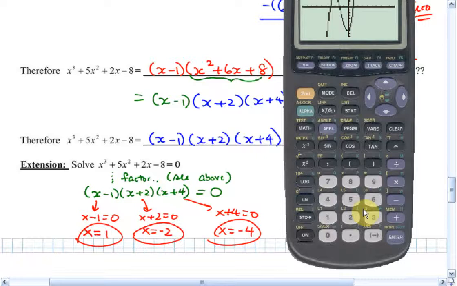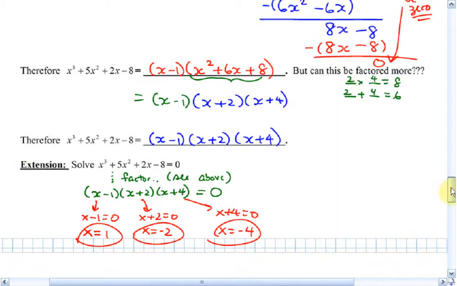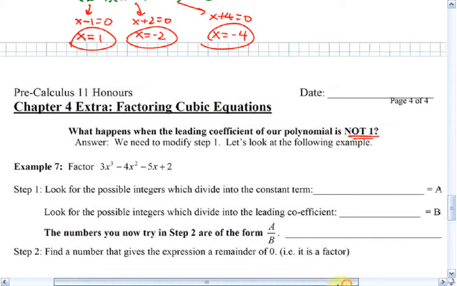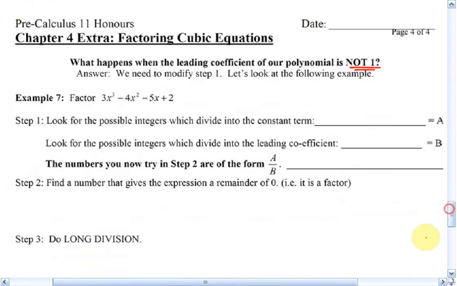The only thing I want to show you now is what happens if the x cubed term is not equal to 1 in front. Let's say I change the number. If you turn the page, here's my last example for today. What happens when the leading coefficient's not 1? If it's not 1, it's very similar except for one tiny difference. Step 1's different.